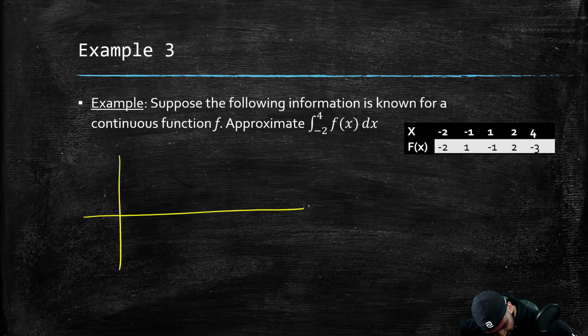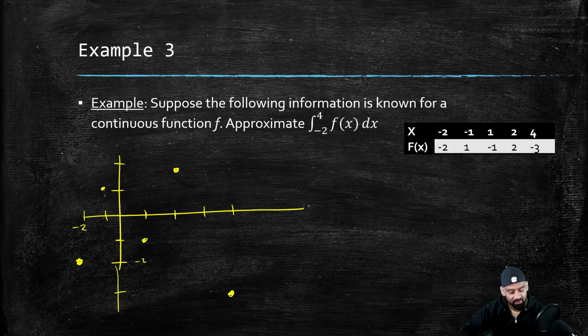I tell you at -2, it's -2. So this point right here. I tell you at -1, it's 1 though. Now I don't tell you how you get there though. That's the crazy part. At 1, it's -1. At 2, it's 2. And at 4, well, I don't even give you 3. Oh my goodness. It's -3. So you're a big loser at 4.